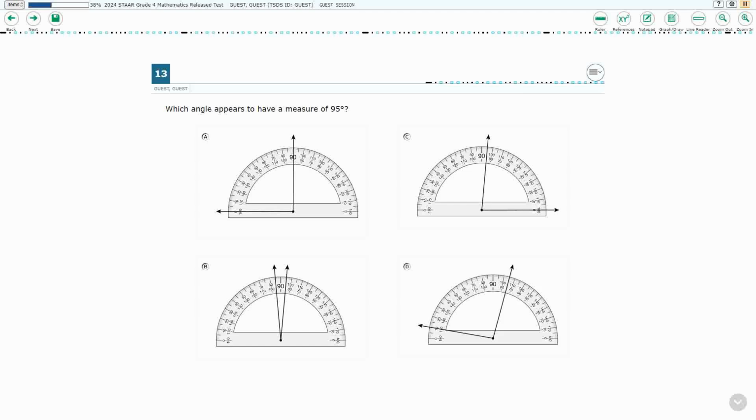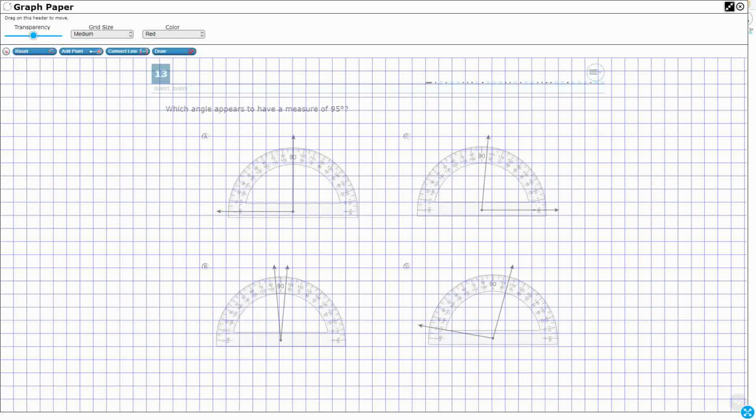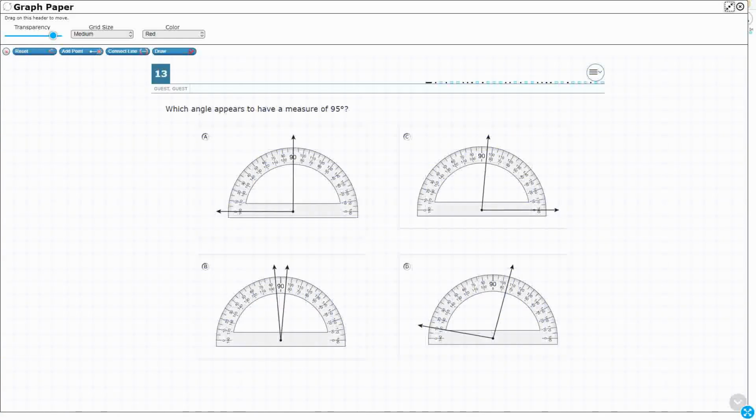All right, so we've got four different protractors here. We simply need to find the one that has an angle measure of 95 degrees. So we could use just our visual senses to eliminate possibly one or more of these, simply because of what we know about angles.